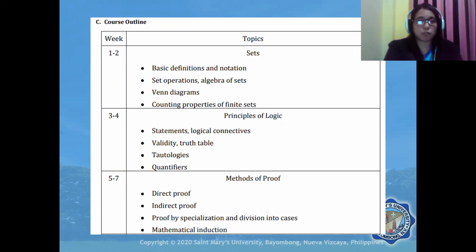And for the fifth to seventh week, we are expected to discuss methods of proof, whether indirect or direct proof, proof by specializations and division into cases, and also mathematical induction.